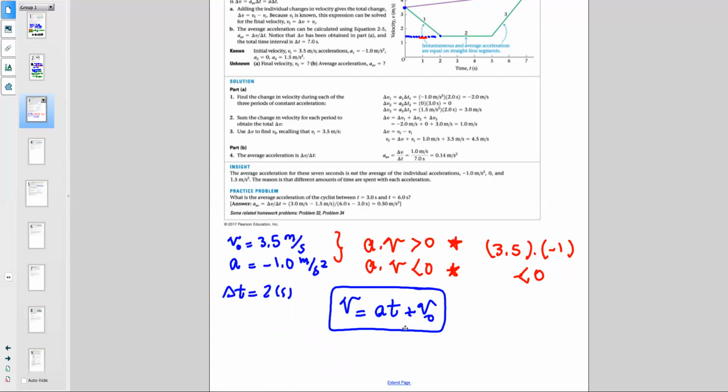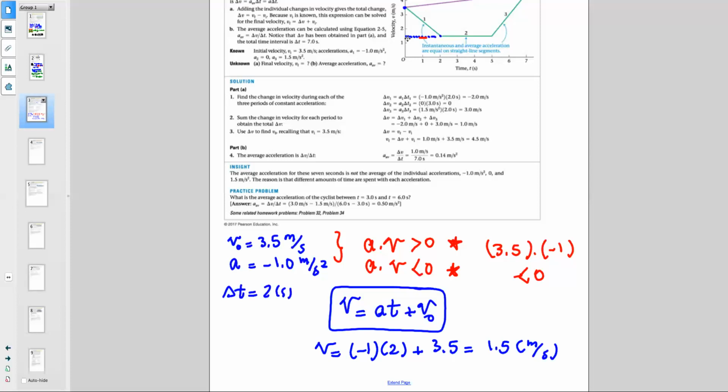I can search for the final velocity at this point, because a is -1, t is 2 seconds, it took 2 seconds to do that, and the initial velocity was 3.5. So I have -2 plus 3.5, meaning the final velocity is 1.5 meters per second at this point. So this point is 1.5.